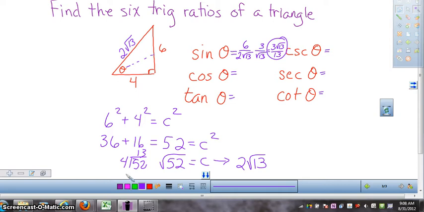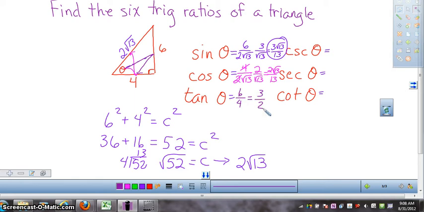Now the cosine. Cosine is adjacent over hypotenuse. So 4 over 2 radical 13, which is going to be 2 over square root of 13, which is 2 square root of 13 over 13. Now remember, we're just looking for the ratios. I don't want a decimal, I just want the ratios. Tangent. Tangent is opposite over adjacent. 6 over 4, which is 3 over 2.